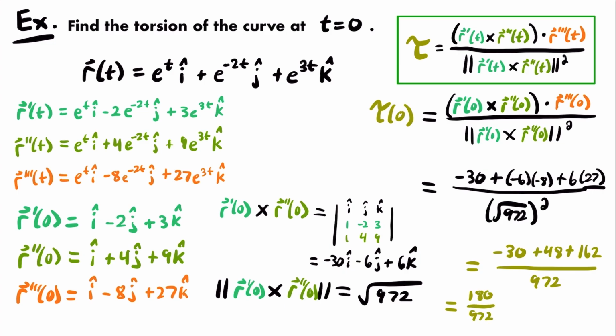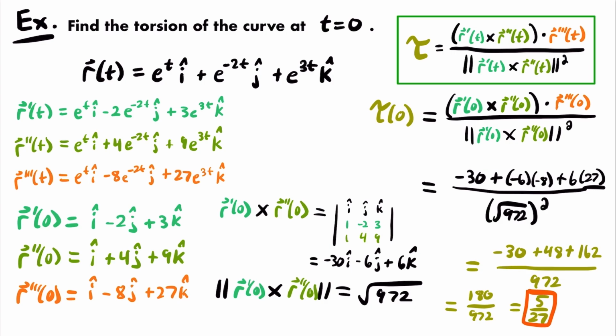And then both 180 and 972 have a common factor of 36. So dividing out that factor of 36, you are left with that the torsion is equal to 5/27. All right, that is what it simplifies to. That is the value, the specific value of the torsion at t equals 0 on this space curve.